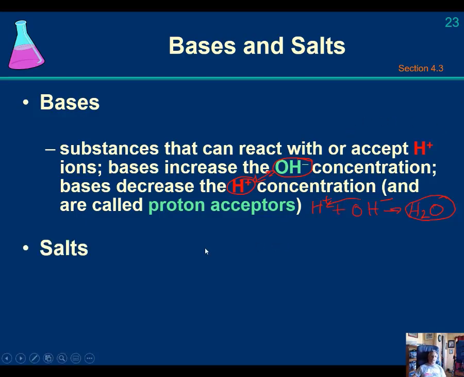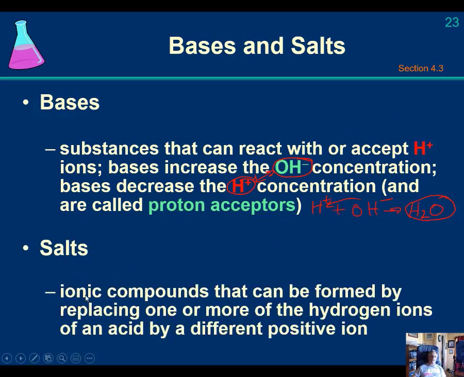Okay? All right, salts. Salts are the ionic compounds that can be formed by replacing one or more hydrogen ions of an acid by a different positive ion. And so we talked about that just a little while ago. So if I have HCl plus sodium hydroxide, this is a strong base and a strong electrolyte.